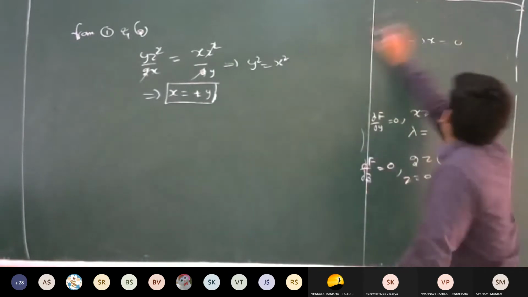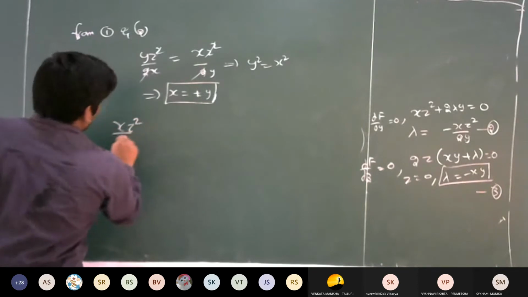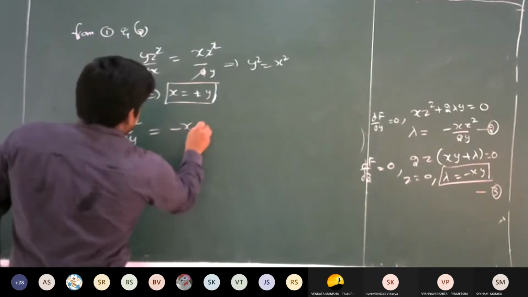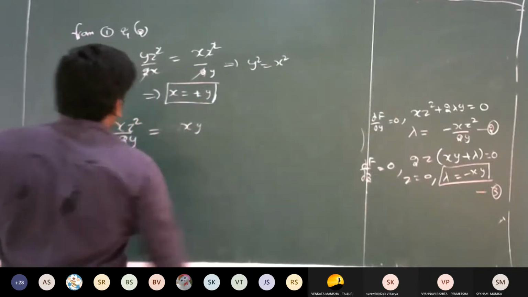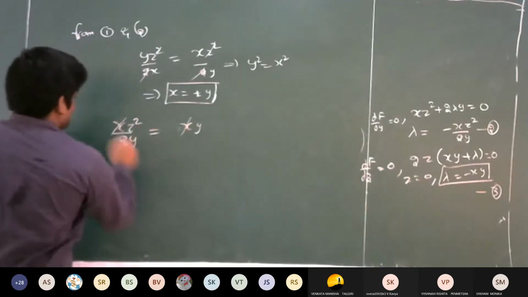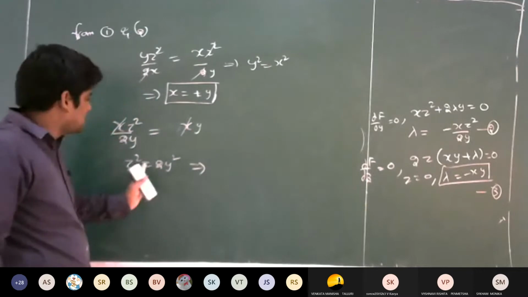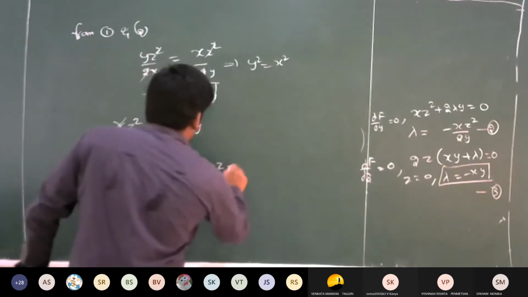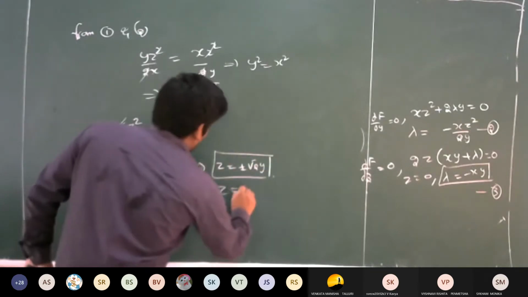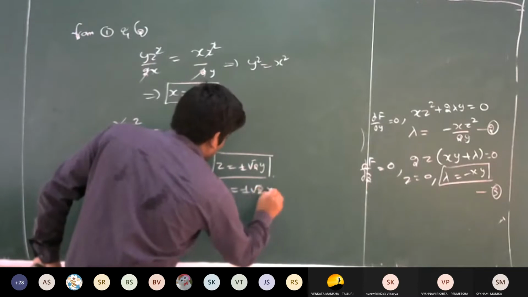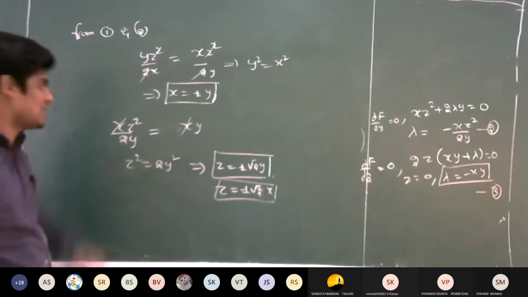Similarly from 2 and 3, x z square by 2y is equal to minus xy. So x cancels, and z square is equal to 2y square, similar to the previous problem. So z is equal to plus or minus root 2 y, that means z is equal to plus or minus root 2 into x, because y is equal to plus or minus x.